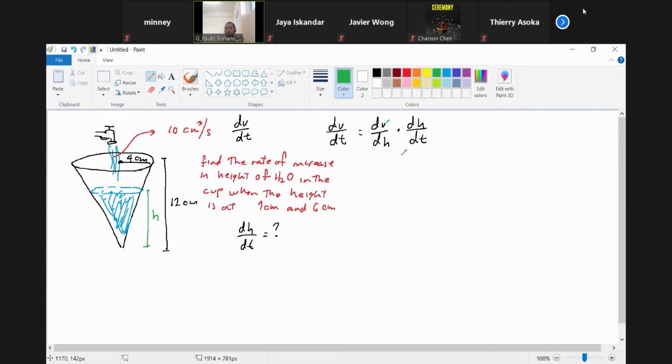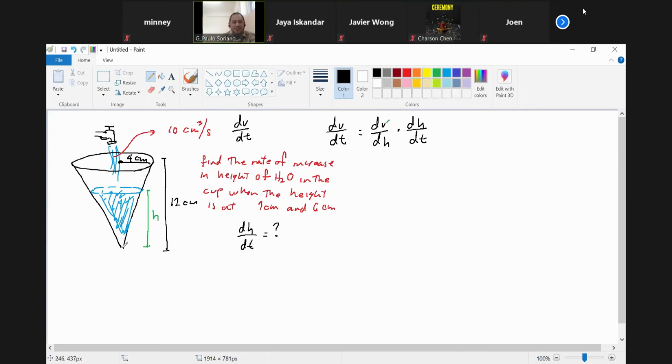So what function are we going to use? Volume of a cone. Okay, can you give me the volume of a cone? Suddenly quiet. What's the volume of a cone? One third times the area of the base times the height. Correct. Wow, Charson. Area of the base times the height. So you still remember that. Okay, so give it to me in detail then.